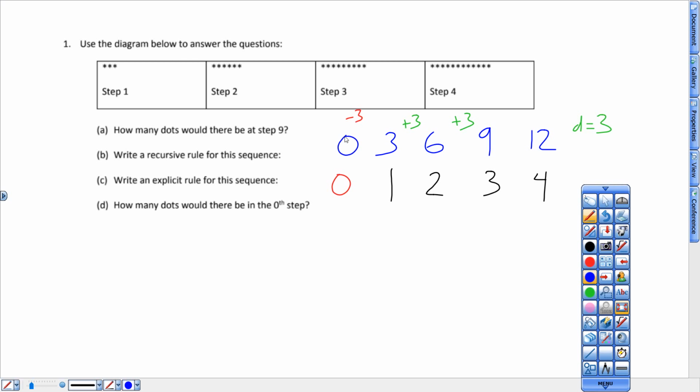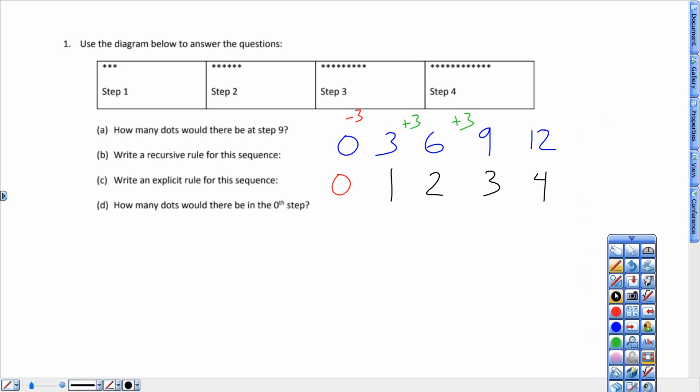So if I wanted to write an equation, let's see how many dots at step number 9. I could use recursive to get to the 9th step here. So I go 4, 5, 6, 7, 8, 9. 12 plus 3 gives me 15. 15 plus 3 gives me 18. 18 plus 3, 21. 21 plus 3, 24. 24 plus 3 gives me that answer, 27. How many dots after step 9? There are 27. And I used the recursive.